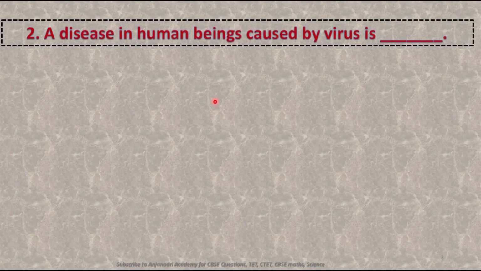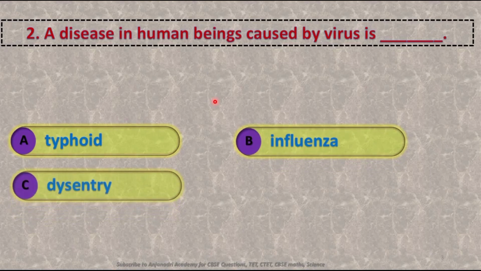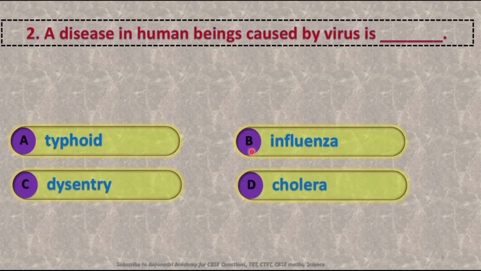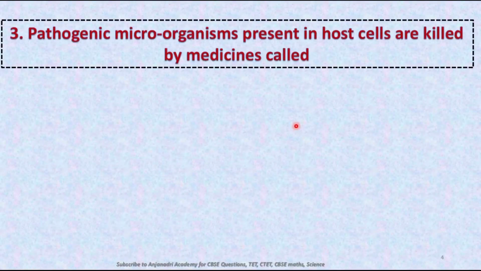Next one. A disease in human beings caused by virus is typhoid, influenza, dysentery, cholera. Typhoid is mainly caused by bacteria, influenza is caused by virus, dysentery is caused by protozoa, cholera is caused by bacteria. Therefore, the correct answer is influenza, option B.